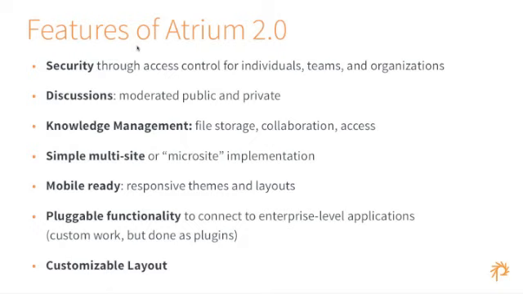Mobile ready: Atrium is built with responsive themes and layouts, which Mike will talk a little bit more in depth about to help you understand exactly what it's built with and how it helps mobile. And then pluggable functionality to connect to enterprise-level applications. So this is generally custom work right now, but done as plugins. We don't have a host of plugins out of the box at Atrium 2.0 Alpha, but we do have some in the works, and we have a lot of organizations contributing and building plugins as well. And then the customizable layout makes it easy to make Atrium look exactly the way that you want and feel exactly the way you want.